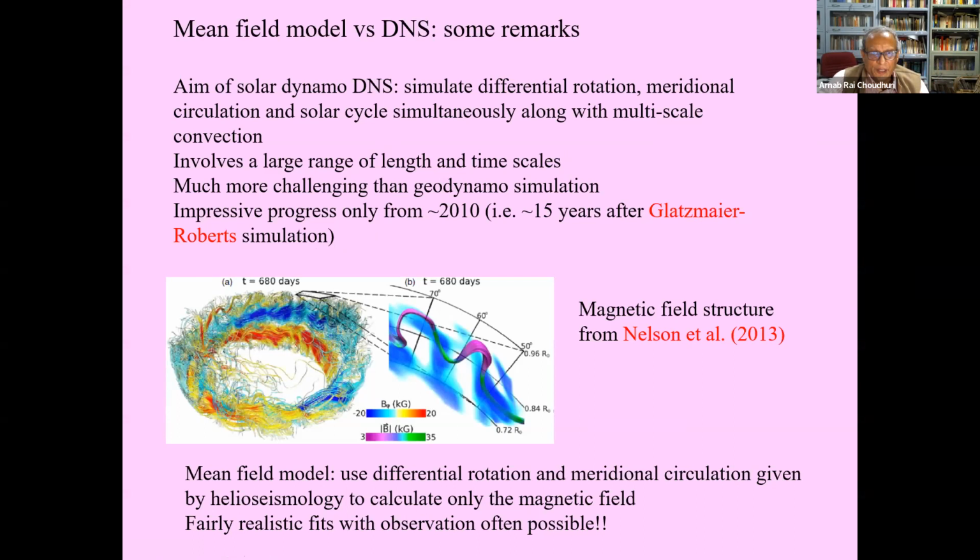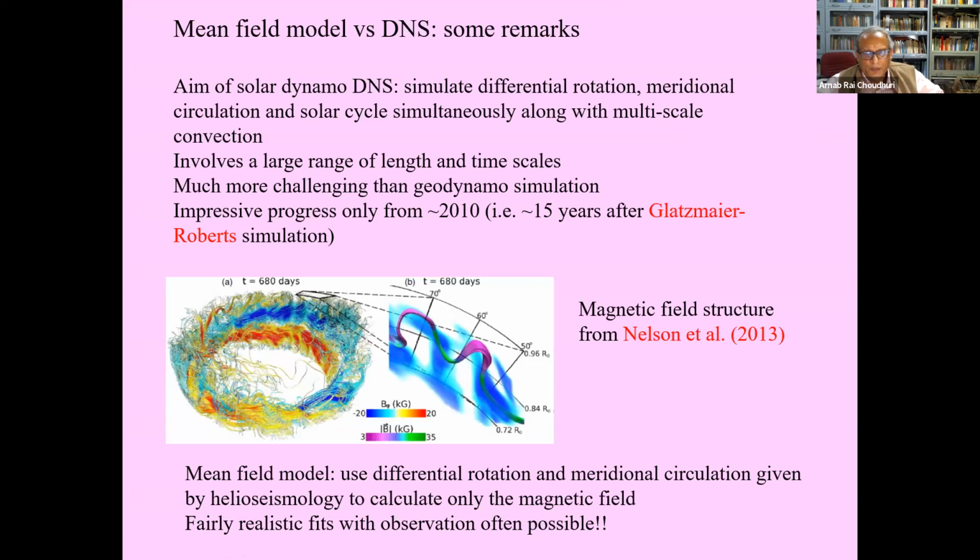Even now, most of the results which have come from solar dynamo simulations are more or less suggestive and indicative, but they still have not reached the level where we can compare them in detail with the observational data. Here I show this magnetic field structure obtained by one of such simulations. Now, what are the strengths of the mean field model?